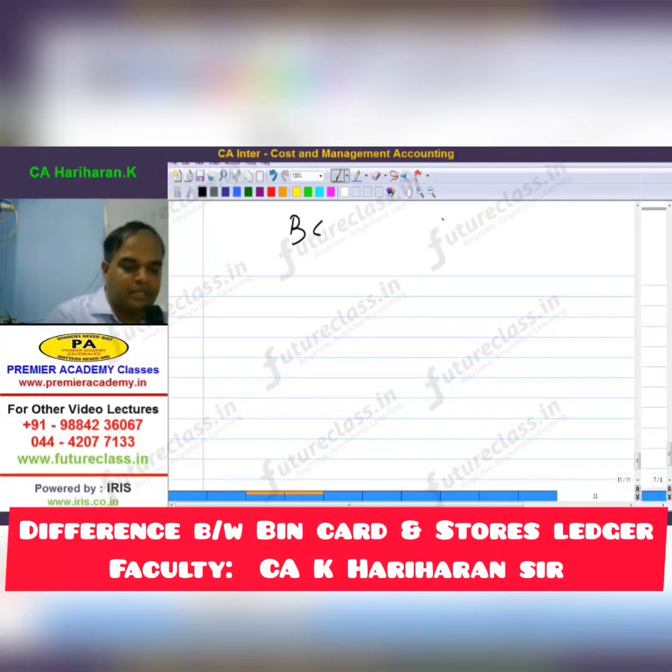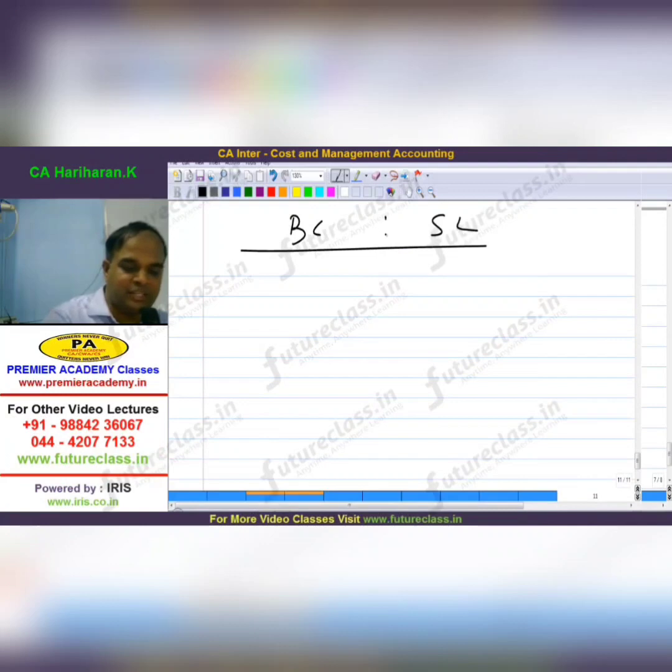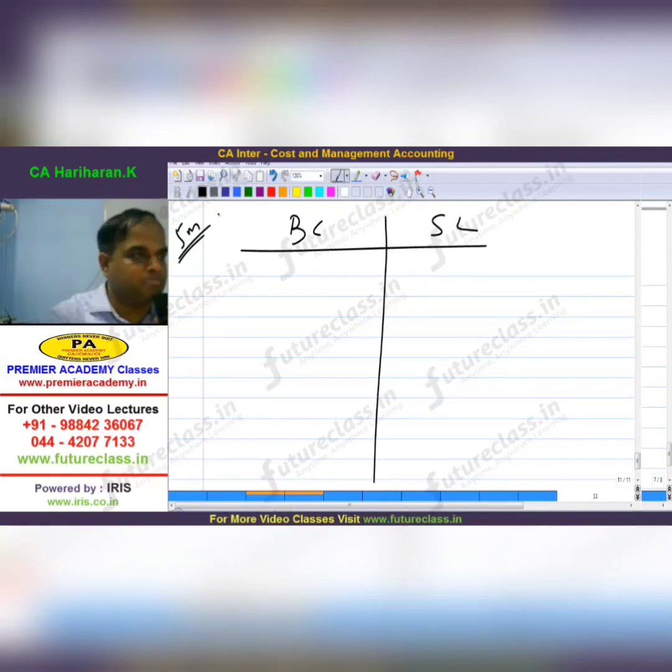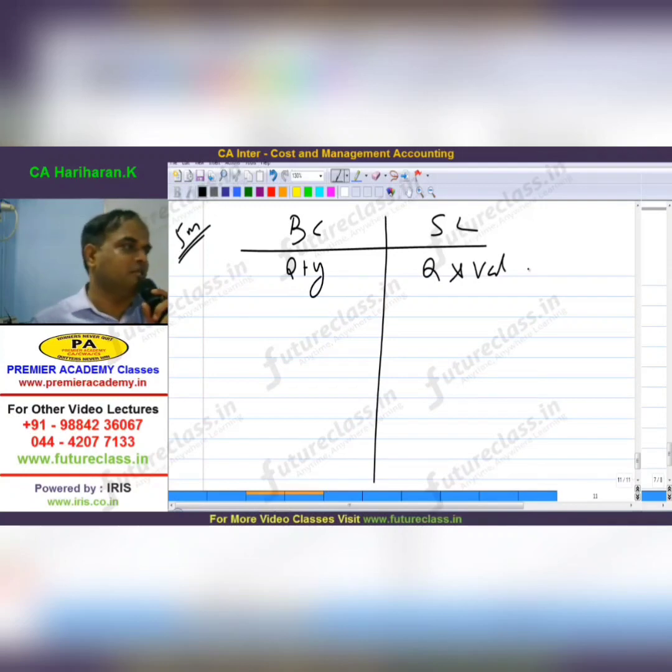Between PIN card and the storage ledger. Saravana, you can verify later. Listen here. Frequently asked 5 mark question: difference between PIN card and the storage ledger. You know the first difference. What is the first difference? It is a quantitative record, quantity plus value.